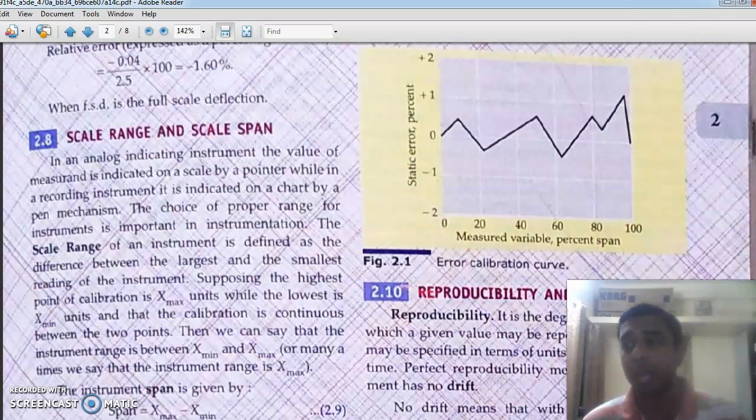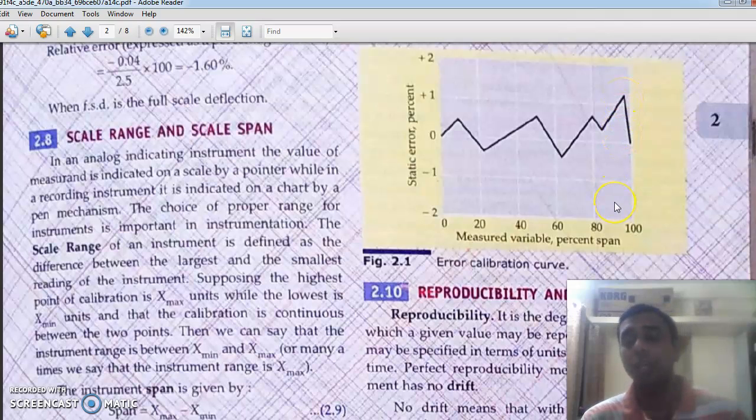How much error do we have when I measure this value? While the measured value was this quantity, how much percentage error was there? You can see that while the measured value was somewhere around here, you have a positive error, maybe a 0.5 percentage error. Then while the measured value was around 20, the percentage error was around 0.35 percent. And you can see that at the value of 90, the measured quantity was 90, the error is maximum, around 1.25 percent.